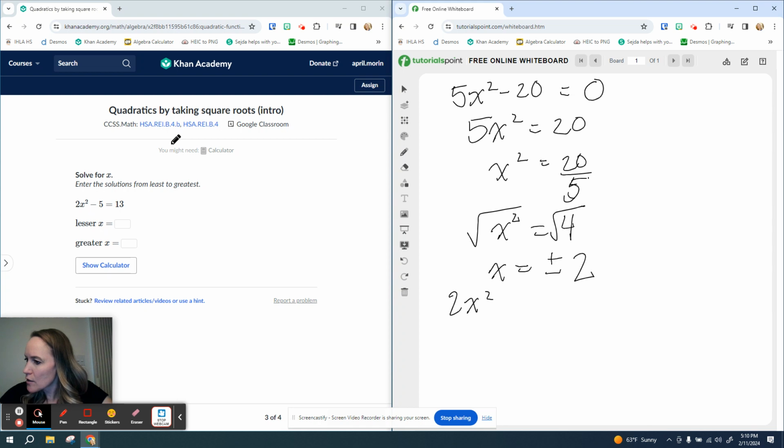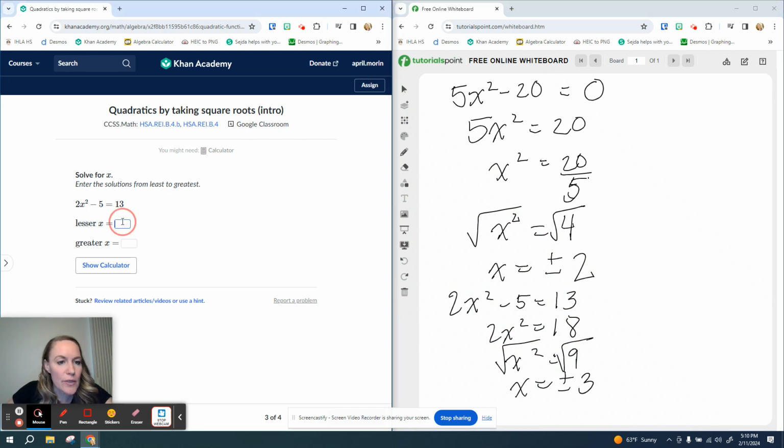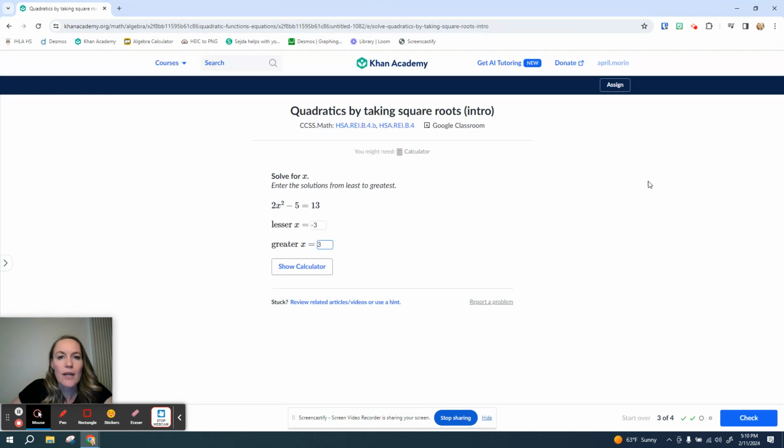2x squared minus 5 equals 13. I'm going to add 5 to both sides. 13 plus 5 is 18. Now I'm going to divide by 2. X squared equals 9. 9 is a square. Square root. X equals plus and minus 3. The lesser x is going to be negative 3, and the greater x is going to be 3.